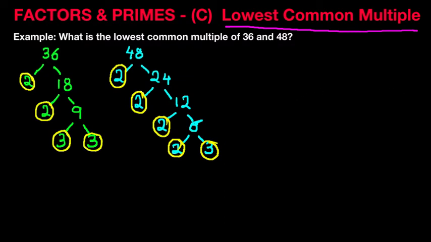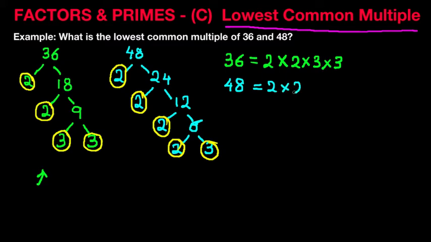The next step is to write these numbers down with their prime factors. So we're going to start off here. 36 equals 2 times 2 times 3 times 3. And for number 48 equals 2 times 2 times 2 times 2 times 3.